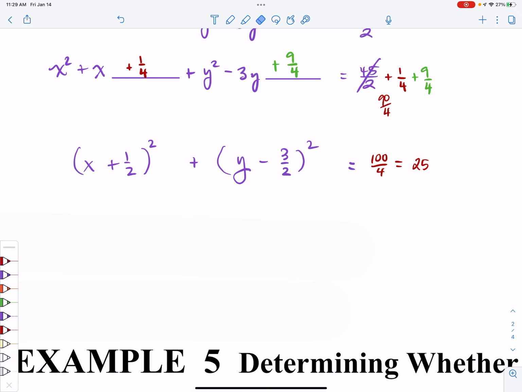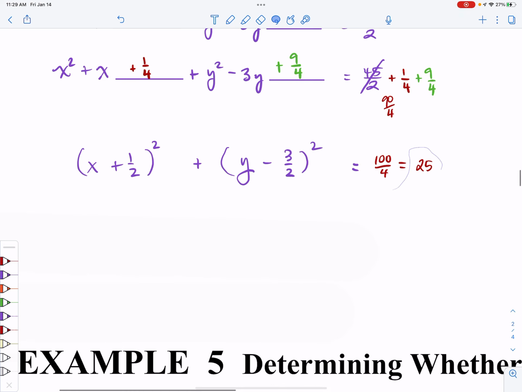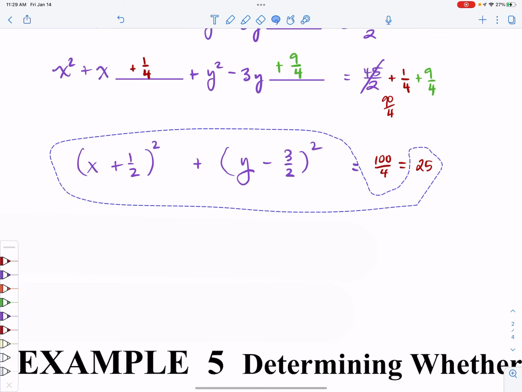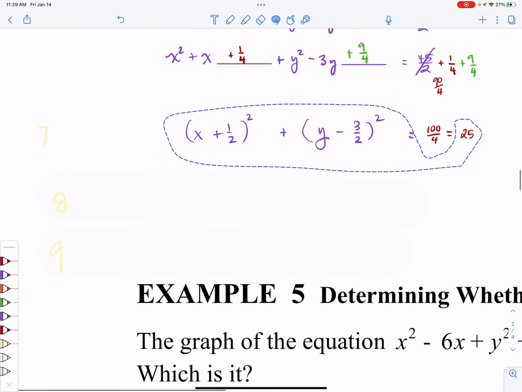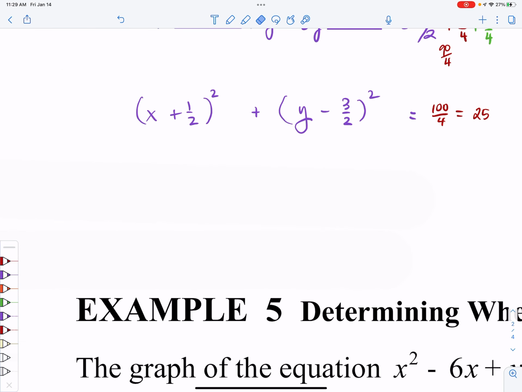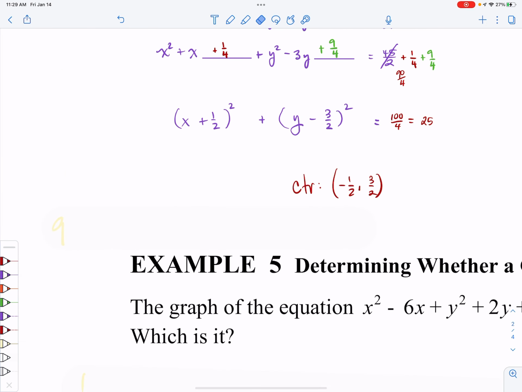All right, so then I have my standard equation. Here's my standard equation, and from my standard equation I can easily get my center and my radius. So my center is going to be at negative 1/2, positive 3/2, and my radius will be 5.